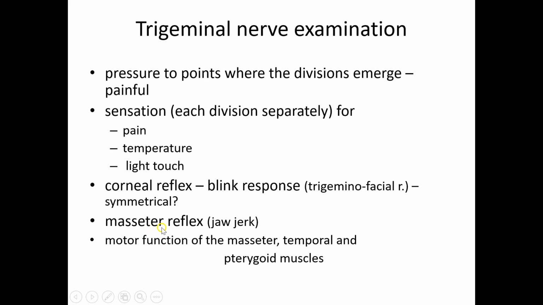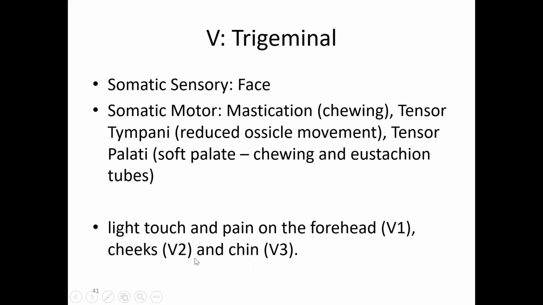You check for jaw jerk or masseter reflex. It is also included in the part of the trigeminal nerve examination. And in the last, you must check for motor function of the masseter, temporal, and pterygoid muscles. So somatic sensory trigeminal innervation is to the face. You must check in ophthalmic, maxillary, and mandibular distribution. Somatic motor component is for mastication, like chewing, tensor tympani, tensor palatini muscle, soft palate associated with chewing, and eustachian tube patency.